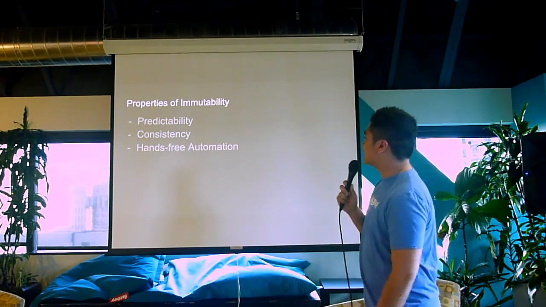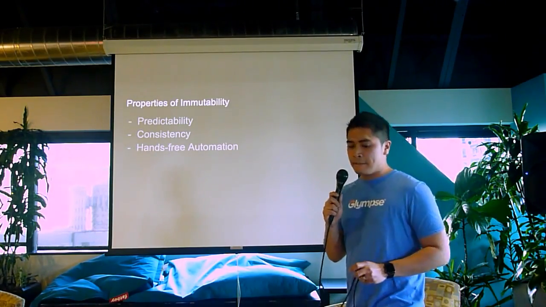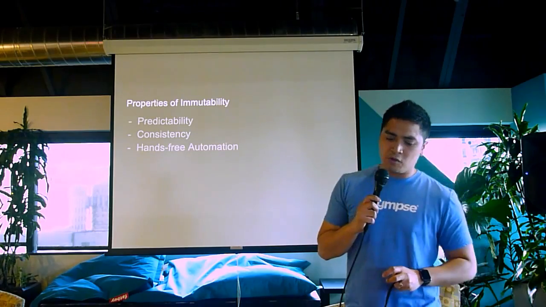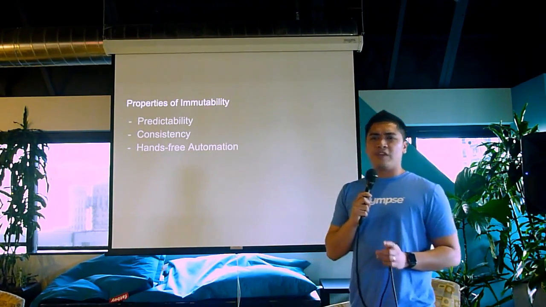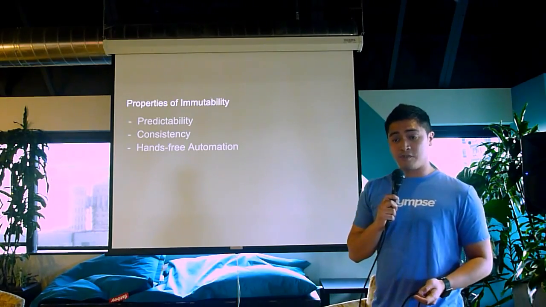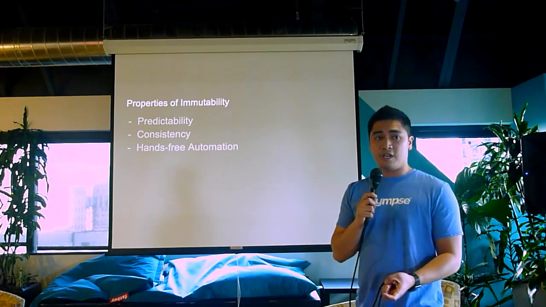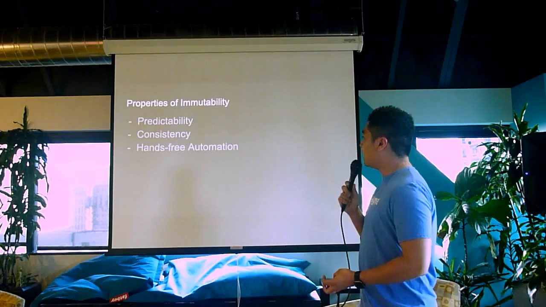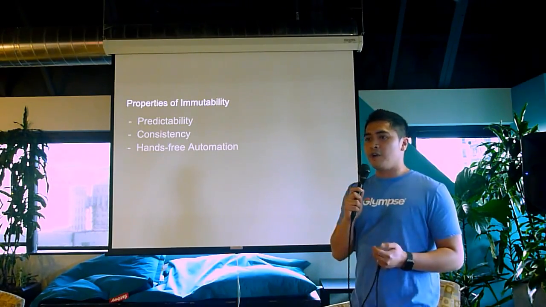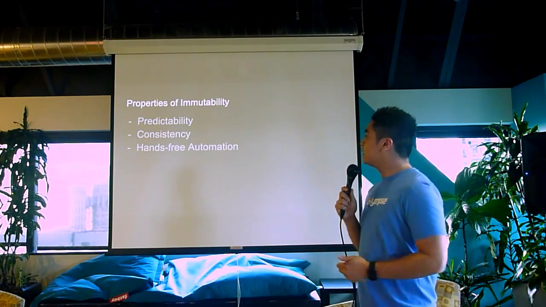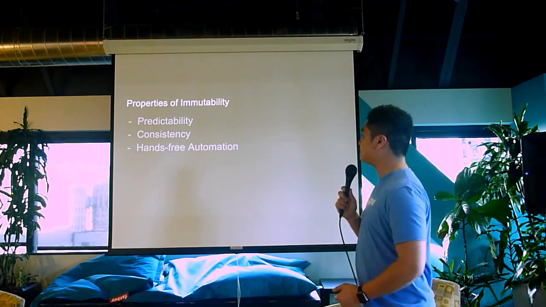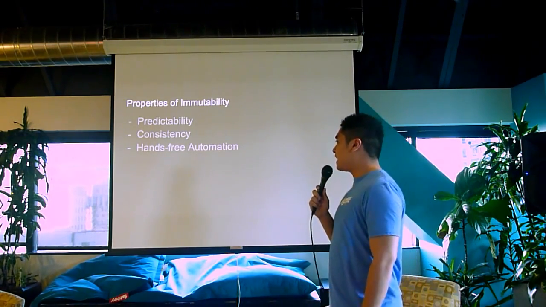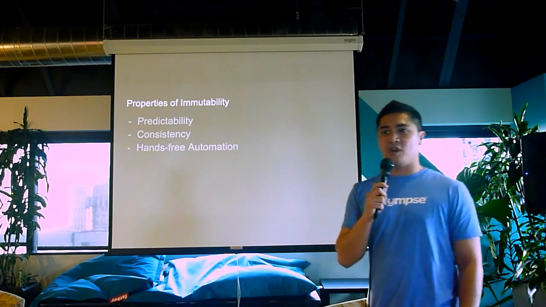The second is consistency, okay? And this is the difference with immutable state. Just because you run things on the server, like a script of some sort, that alter the image or the AMI, as long as it ends up in a very consistent state, then you've satisfied the property of immutability. And the last bit is hands-free automation.